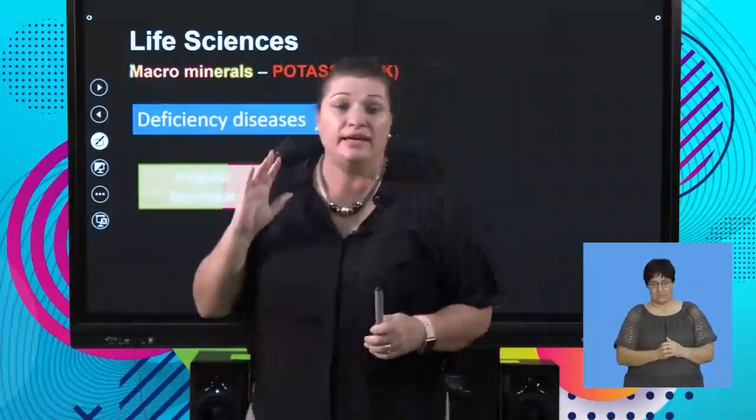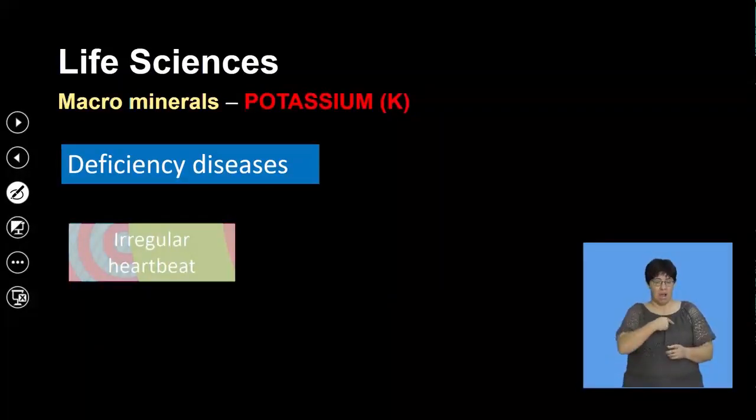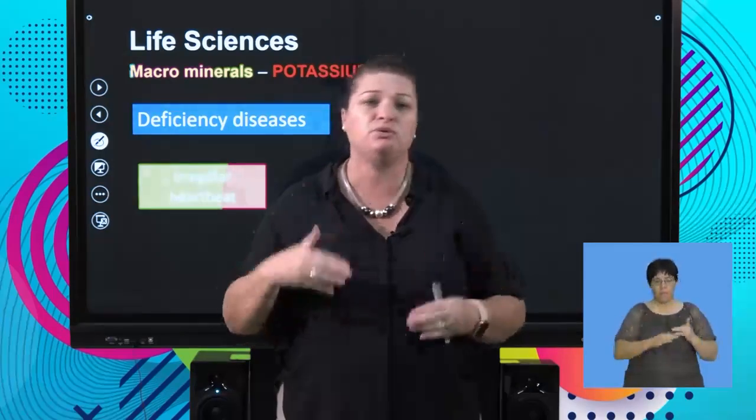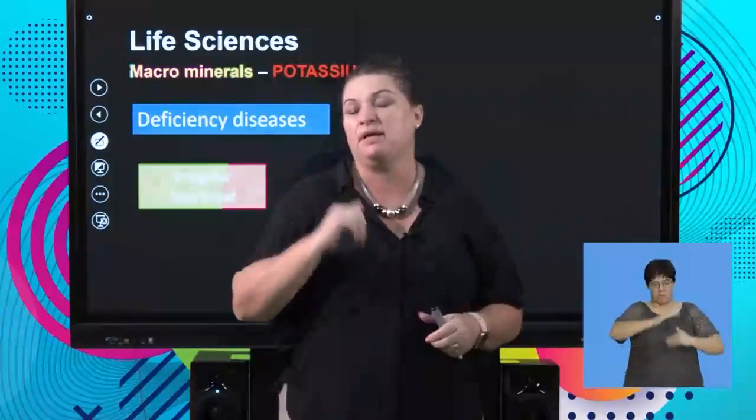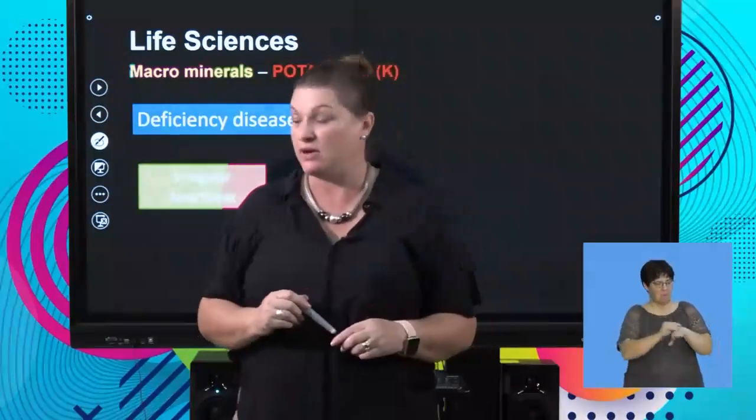Okay, here, irregular heartbeat. So the muscles, remember, your heart is a muscle. And your heart needs to beat in a rhythm, a nice, steady rhythm. What happens if you don't have enough potassium? Your heartbeat might not be as it should. It's not the end of the world, but it could indicate a problem that could happen later.